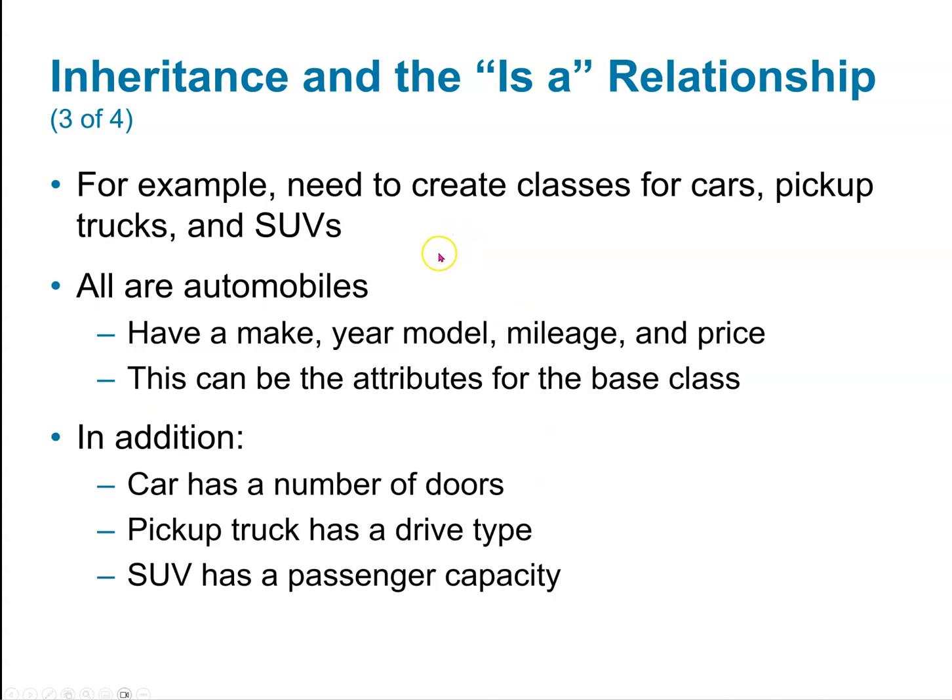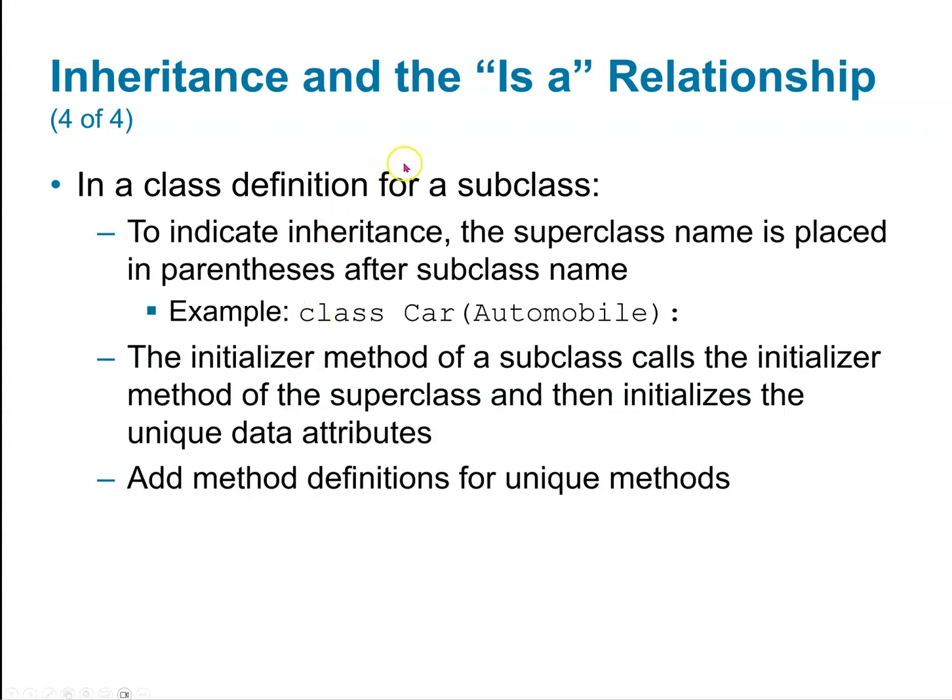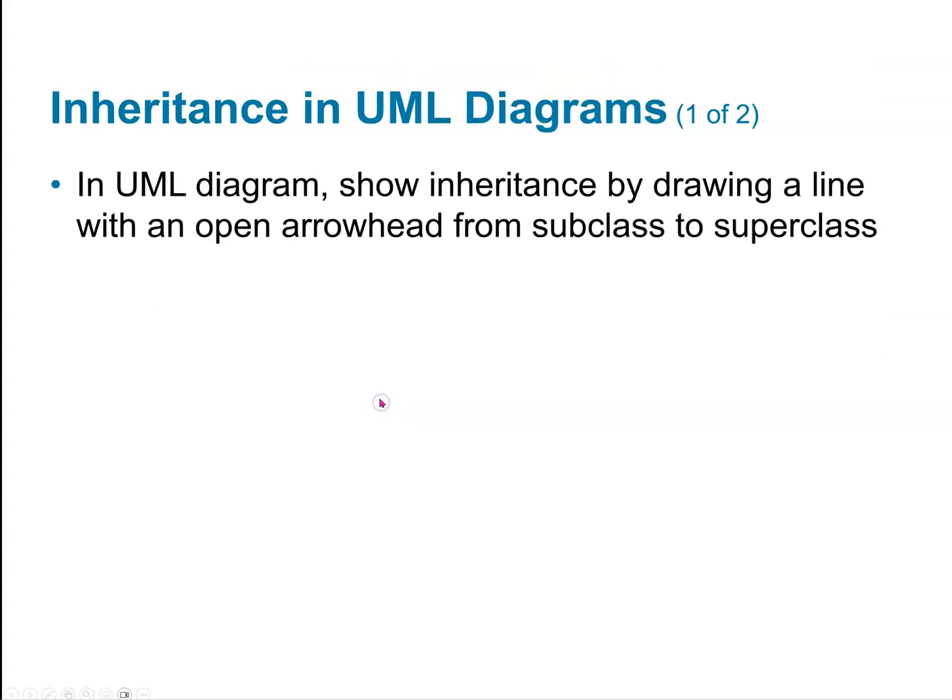For example, if you need to create classes for cars, pickups, trucks, and SUVs, all are automobiles. All would have a make, year, model, mileage, and price. These can be the attributes for the base class. In addition, a car has a number of doors, pickup truck has a drive type, and SUV has a passenger capacity. In a class definition for a subclass, we indicate this in Python by putting the superclass in parentheses. The initializer method of a subclass then calls the initializer method of a superclass and then initializes its own attributes. And then we can add our own unique method definitions for that particular class.